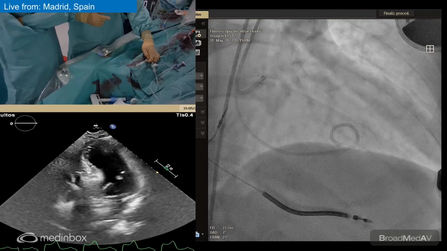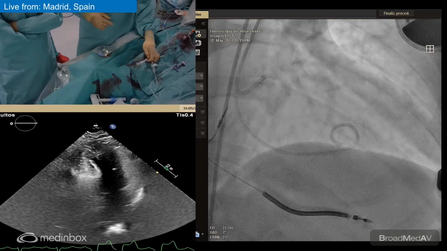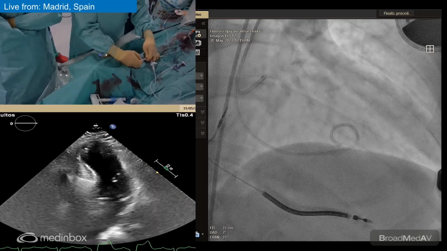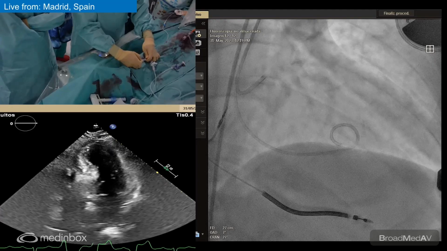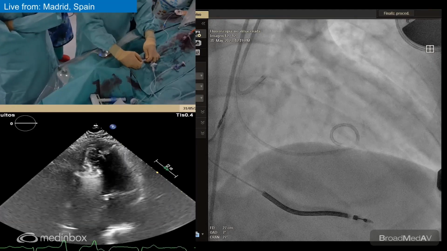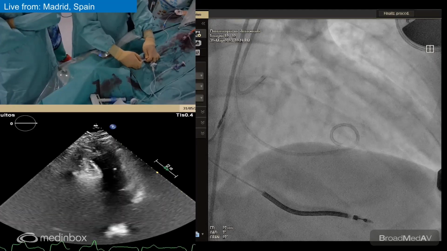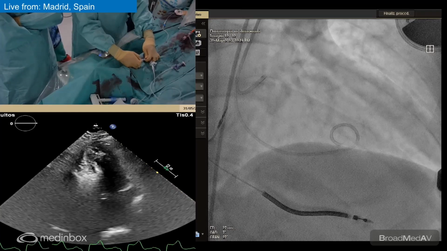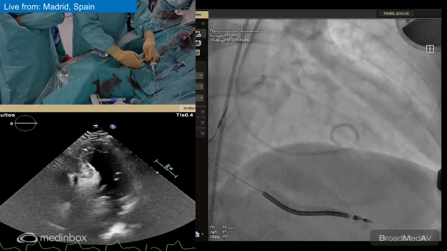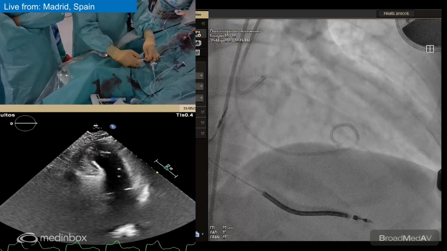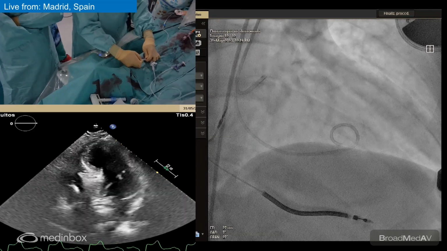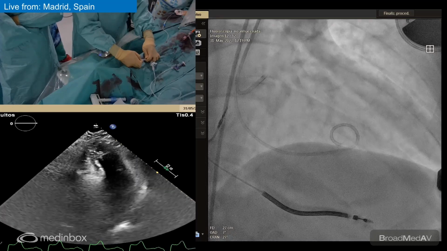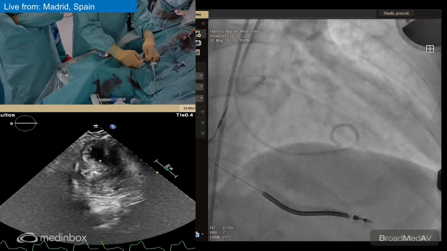I think we need at least another cc. Let's go. We have a very big septum. Yeah, the septum is thick, and it's not a localized thickness; almost all of the septum is quite thick.